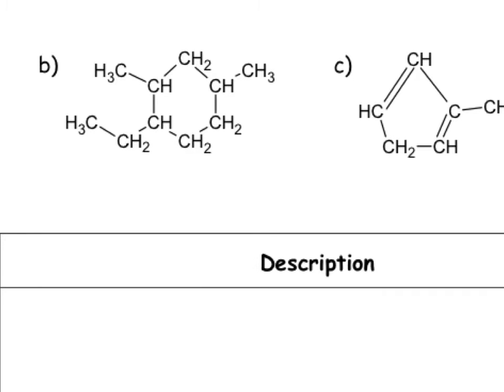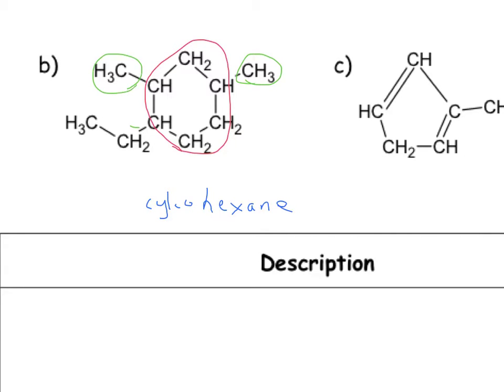For molecule B, my main chain becomes this ring of 6 carbons. Because it's 6 carbons, it's going to be a hex. They're all single bonded, so ane, and because they are in a ring, I put cyclo out in front. That leaves these side chains left to describe. Now, because I have methyl groups and an ethyl group, they need to be listed in alphabetical order.